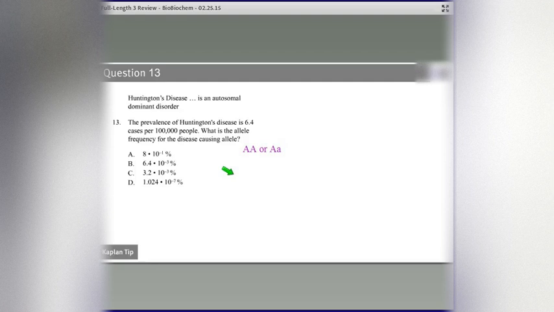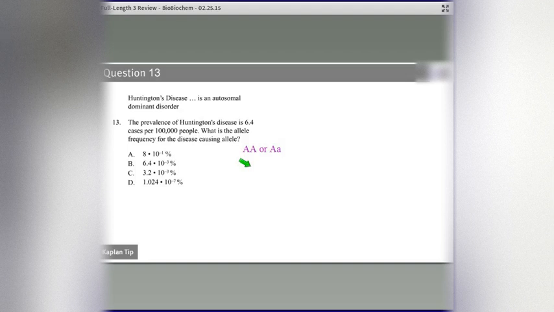Good. So we know that p squared plus 2pq is going to be equal to 6.4 divided by 100,000. Okay? So note that. So is that okay, how we got that equation? The p squared plus your 2pq is going to be equal to 6.4 divided by 100,000.